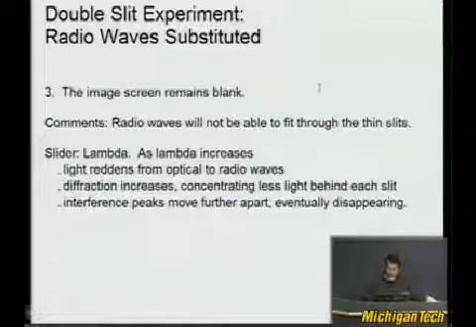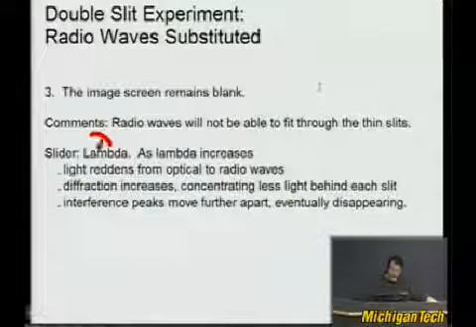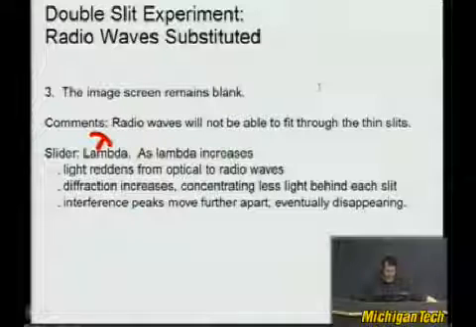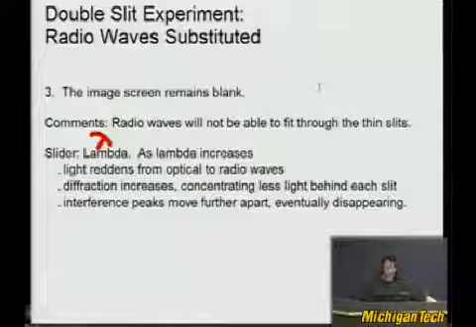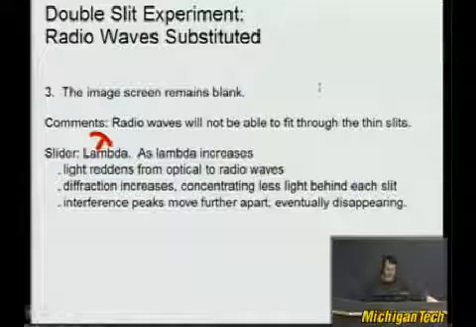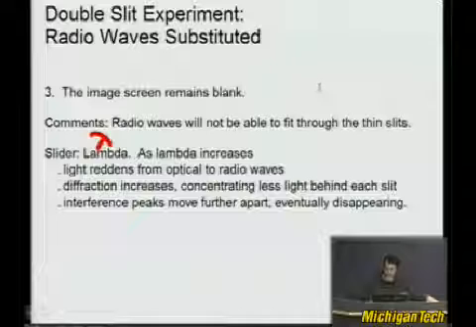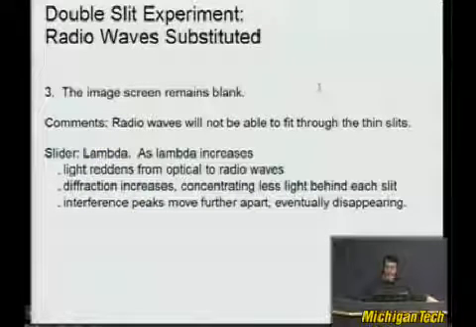So let's go back to our slider and talk about lambda, which I forgot to use the Greek letter. As lambda increases, the light reddens, now from optical to radio waves. The diffraction increases, concentrating less light behind each slit, as was explained a couple of slits ago. The interference peaks move further apart and eventually disappear. Okay, so maybe you learned a little bit there.